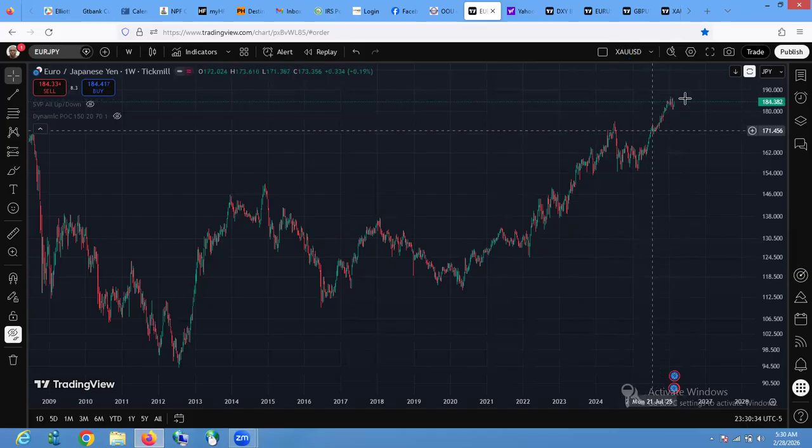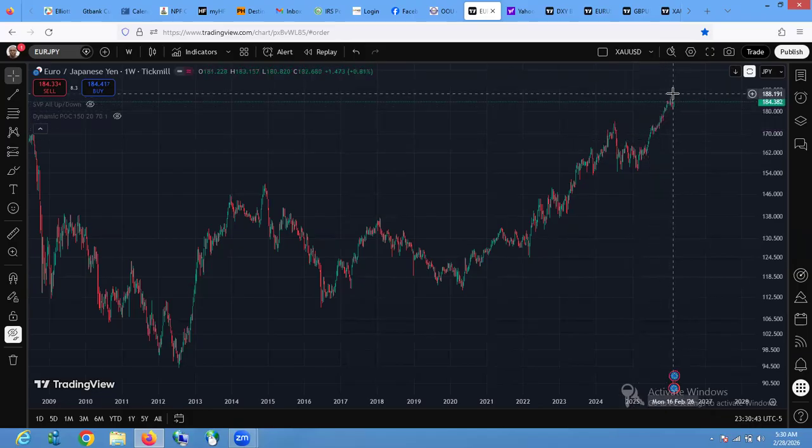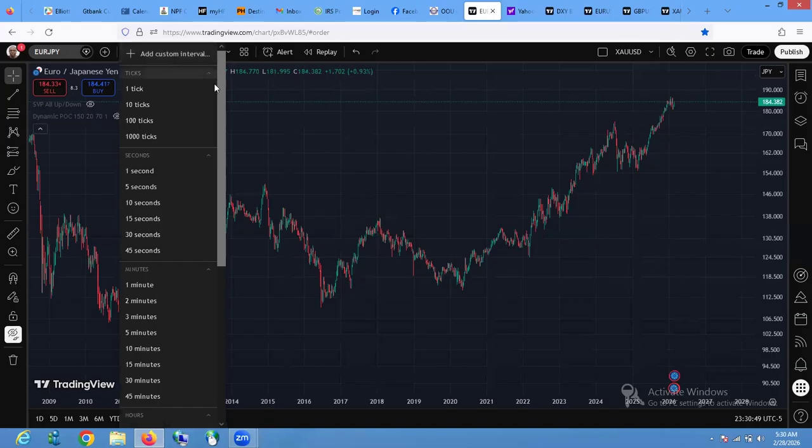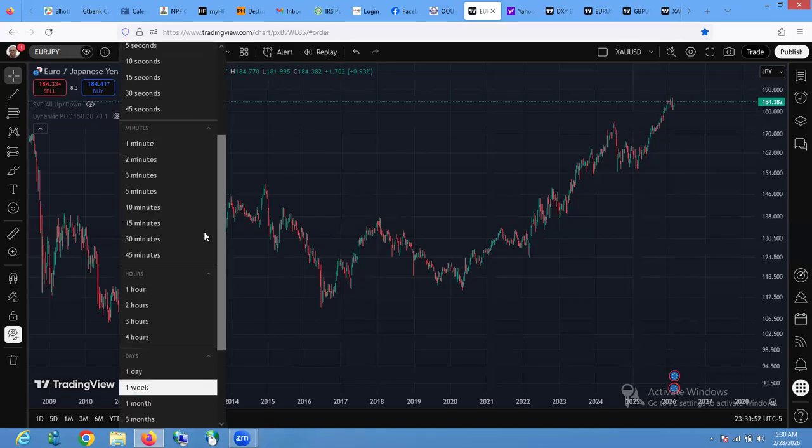Now, we pay attention to this 5th wave. Is it done or not? This is where we now pay attention, because we need to finish this 5th wave of 3 for us to have a bigger fall. Now, let's turn to the daily time frame.